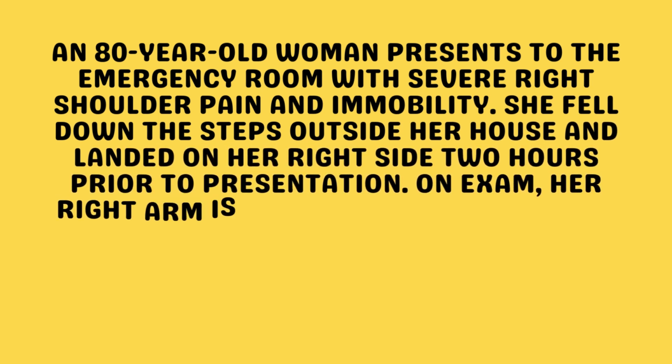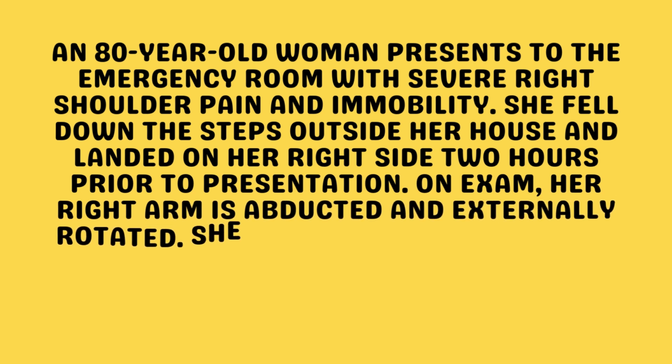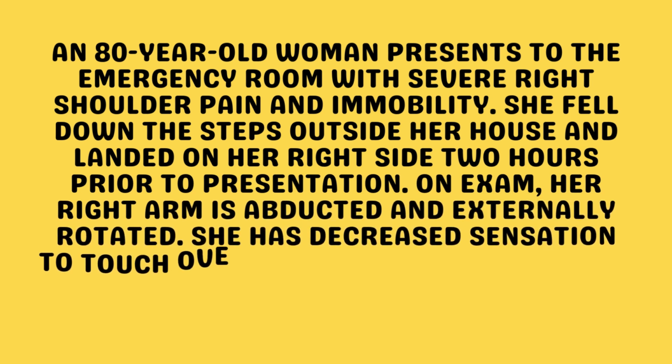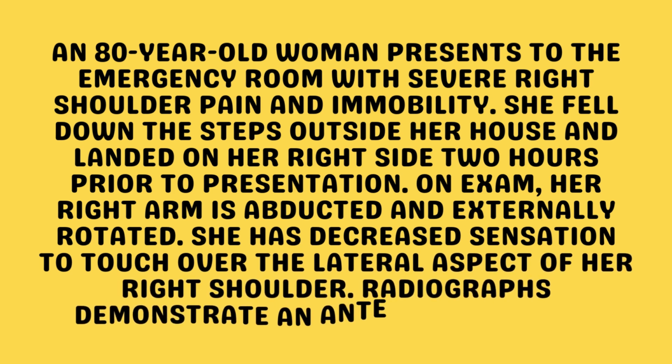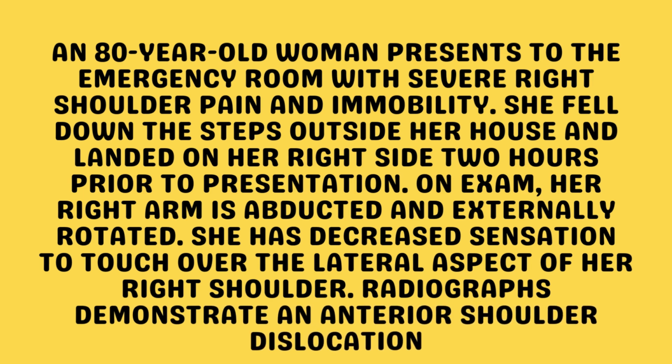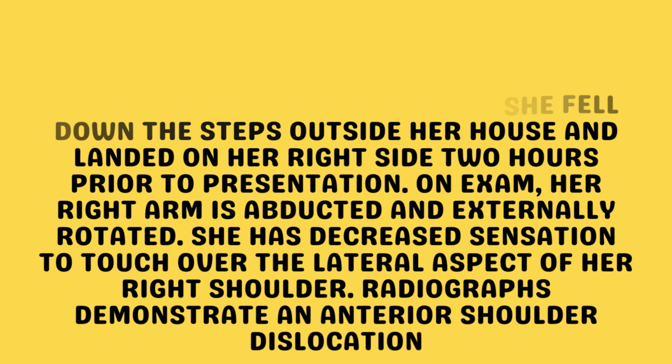Now come to another case. An 80-year-old woman presented to the emergency room with severe right shoulder pain and immobility. She fell down the steps outside her house and landed on her right side 2 hours prior to presentation. On examination, her right arm is abducted and externally rotated. She has decreased sensation to touch over the lateral aspect of her right shoulder. Radiograph demonstrates anterior shoulder dislocation.